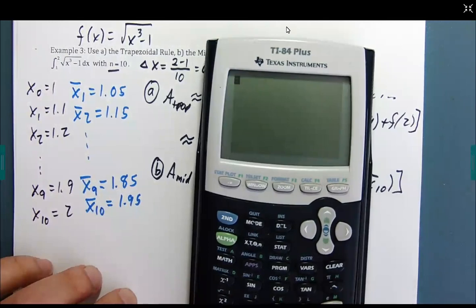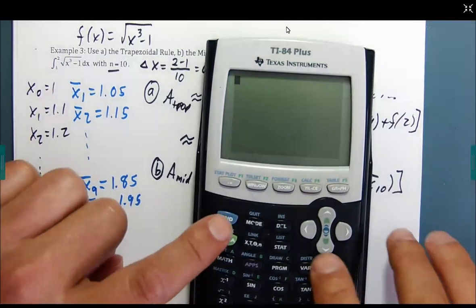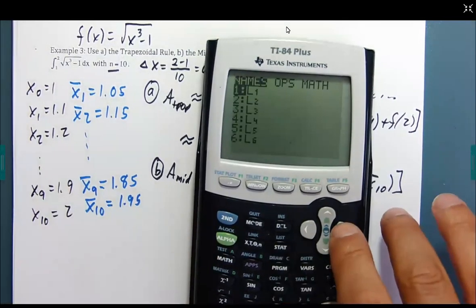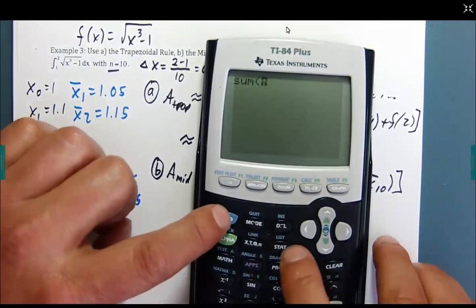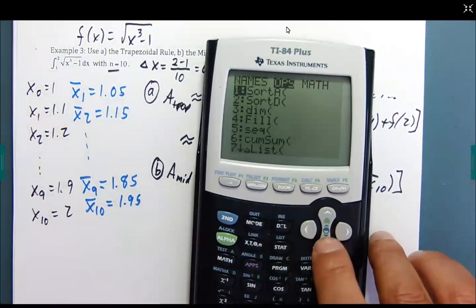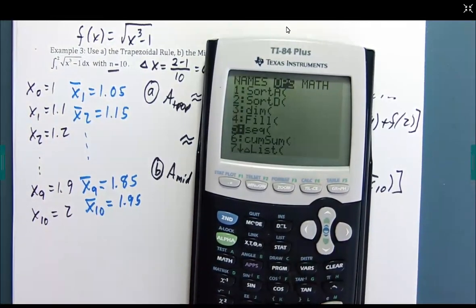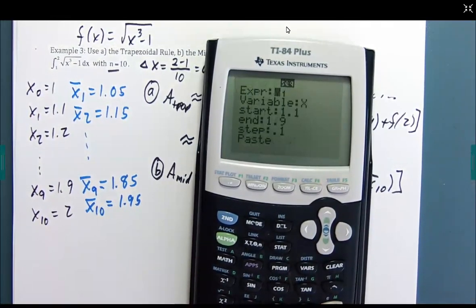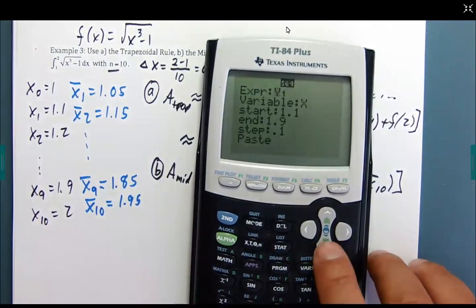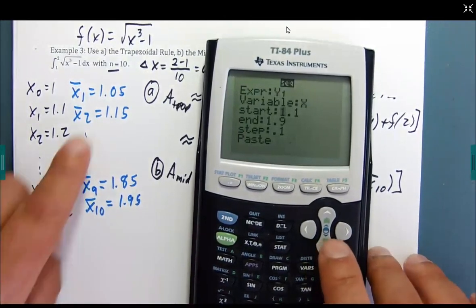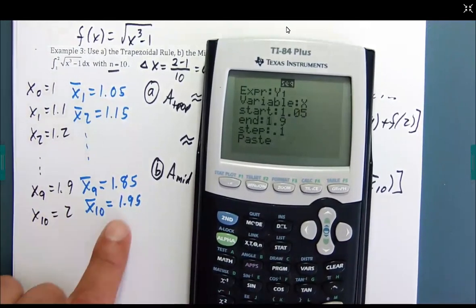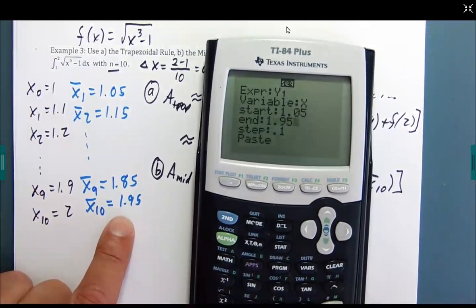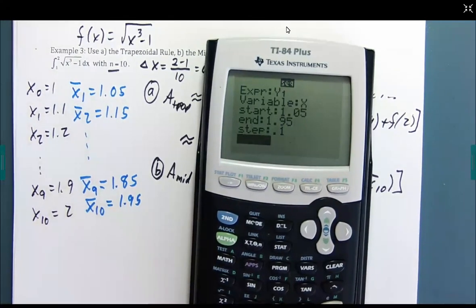So let's clear that. I'm going to hit second stat, go to math, down to summation. I'm going to add up second stat, a sequence. Now this is y sub 1 again, so that's the same. The variable x is the same, but this time we're starting at 1.05. We are ending at 1.95. Still a step size of 0.1. Just give me a minute.